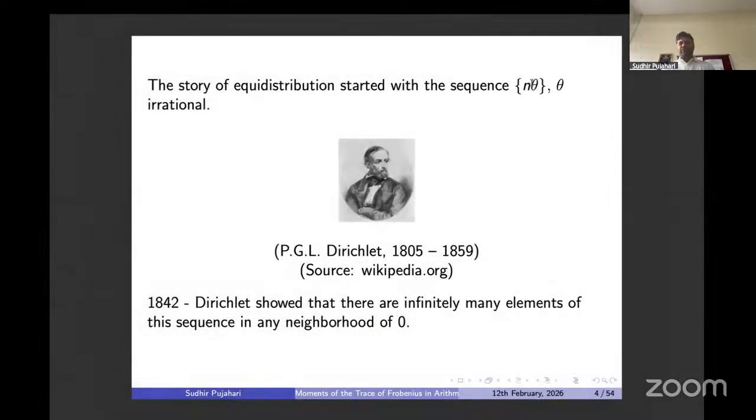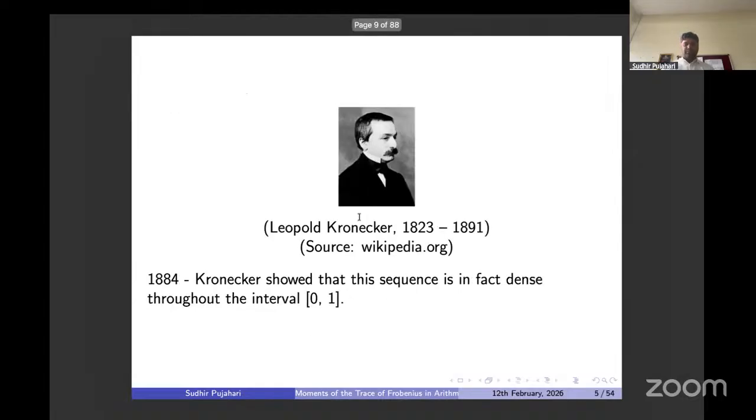In 1842, Dirichlet showed that if you look at this sequence nθ, where θ is an irrational number, and if you look at the fractional part, then 0 is going to be a limit point of this sequence. In other words, any neighborhood of 0 will contain many points of this sequence nθ.